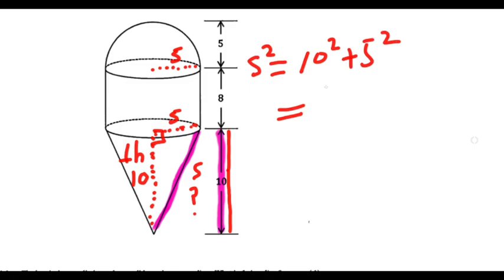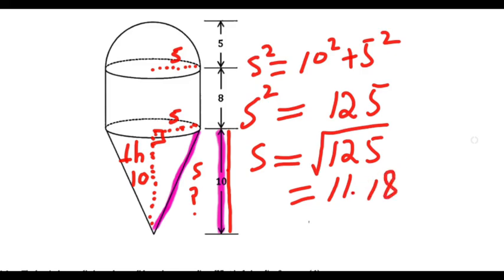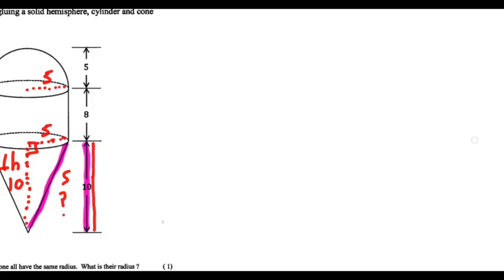So the answer is going to be 125, and using my calculator, the square root of 125 gives 11.18. So 11.18 units. This is going to be the slant height. So now I can use the formula for the total surface area.